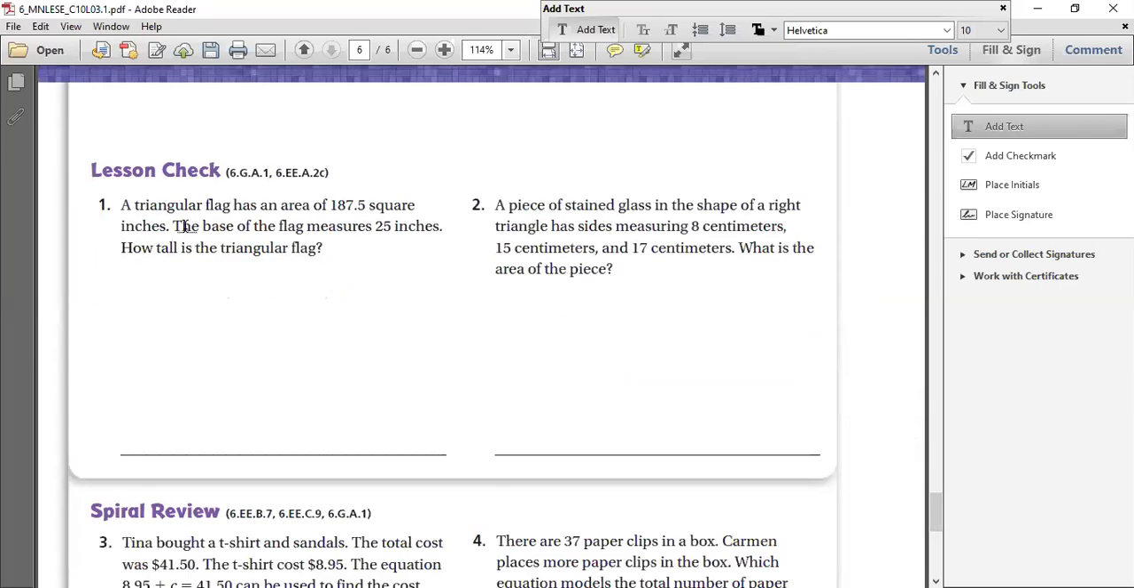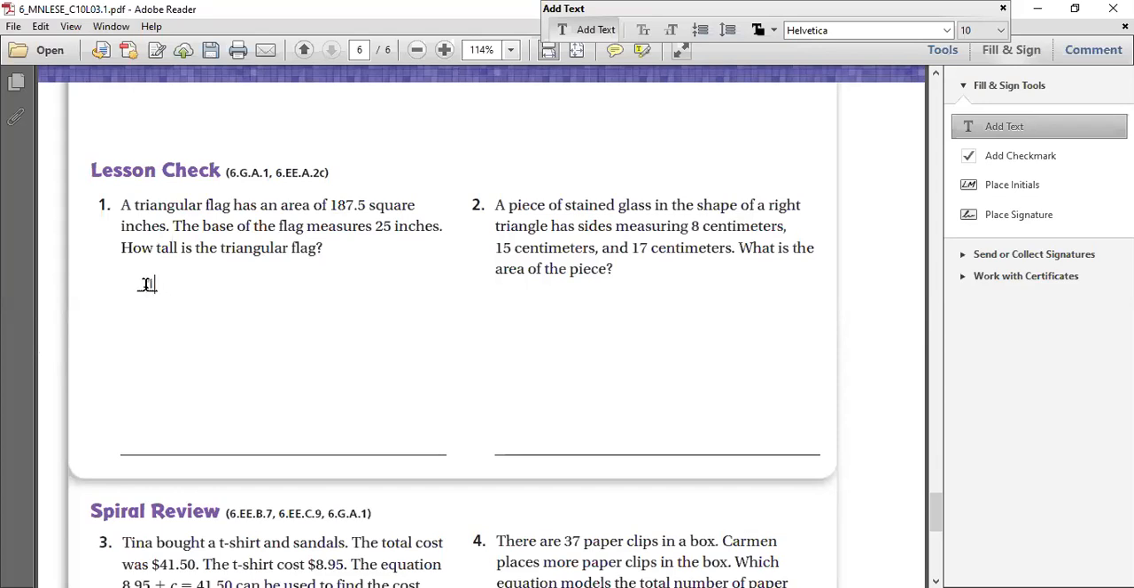It's also the same. You have to find the height of the triangle. Height means how tall the triangle is, how tall is the flag. A triangular flag has an area of 187.5 square inches. The base of the flag measures 25. So how tall is the triangular flag? So all that you're going to do is write the formula, A is equal to half BH.